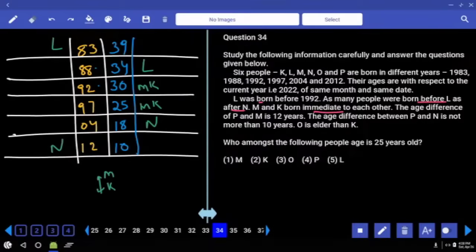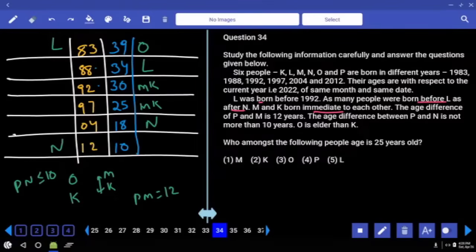The age difference between P and M is how much? 12 years. Now P and M is 12 years. Age difference between P and N is not more than 10. P and N not more than 10, lesser than or equal to 10. O is elder than K. Now this O is elder than whom? O is elder than. Now here O must be here, isn't it? Because O is elder than.